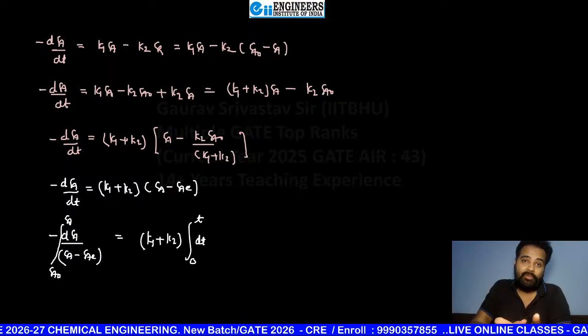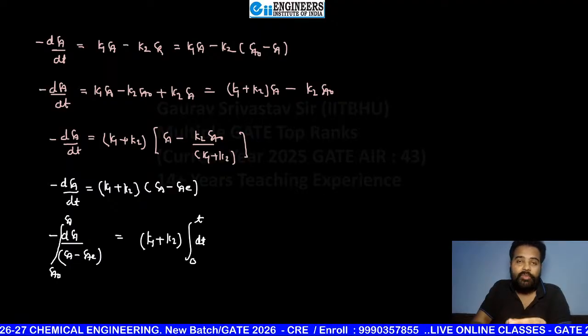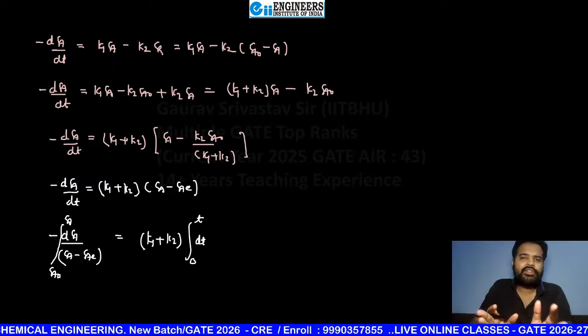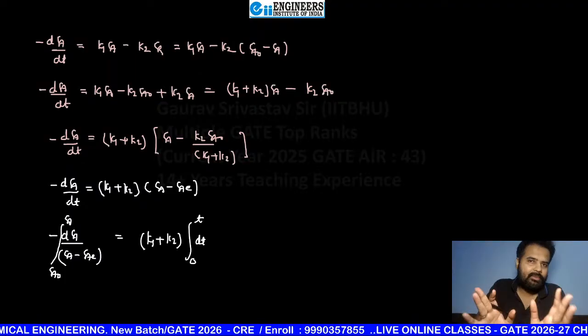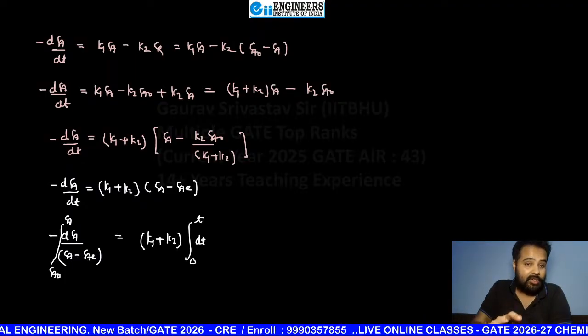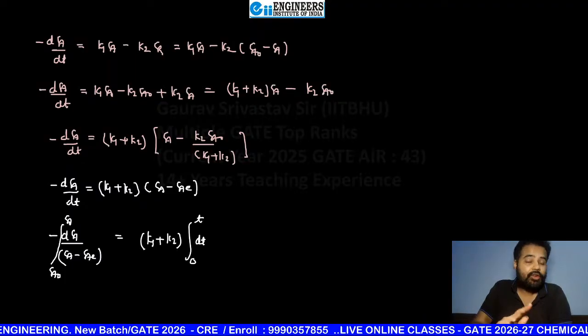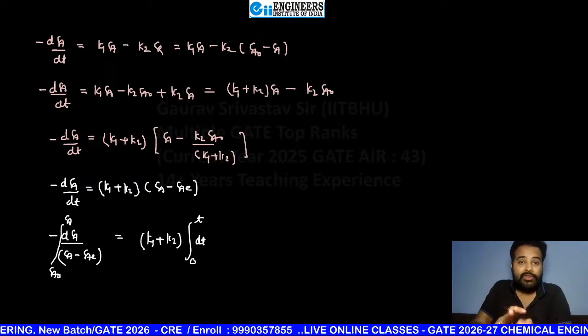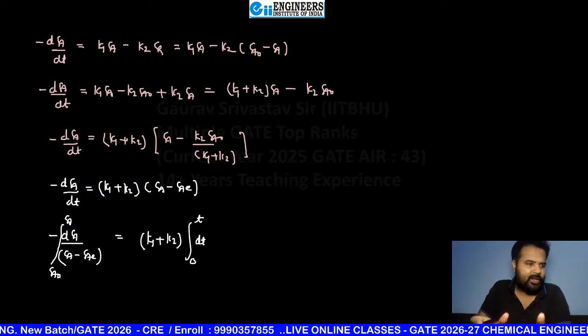For this case only, please. If A is forming 2R, then the balance will be changed, because that equation I am writing just with the help of a simple material balance. So this is only valid for this one. A is forming R only. If A is forming 2R, again you have to take a material balance. I will show you in this lecture after a few minutes.